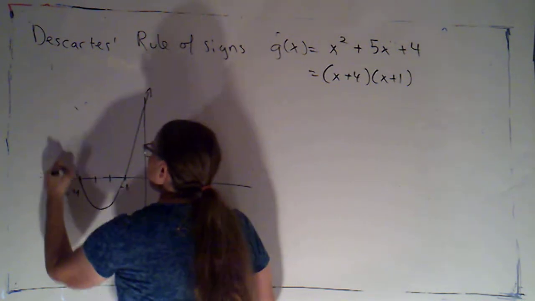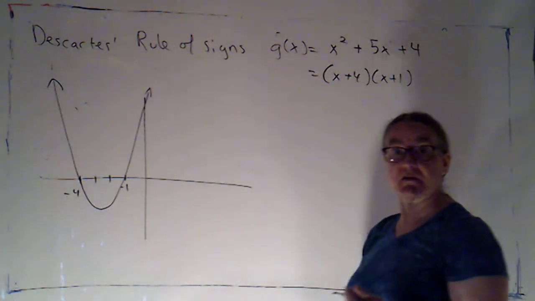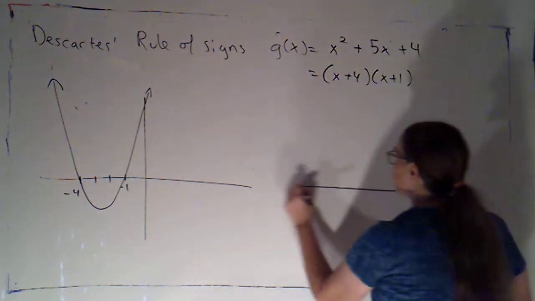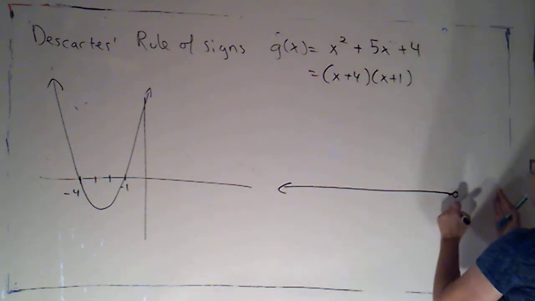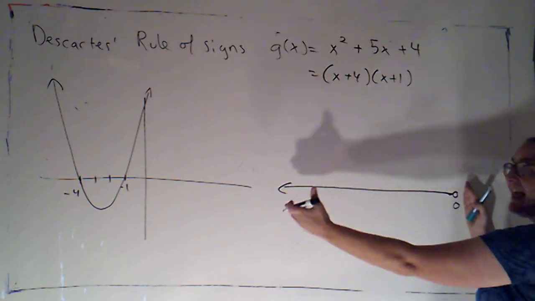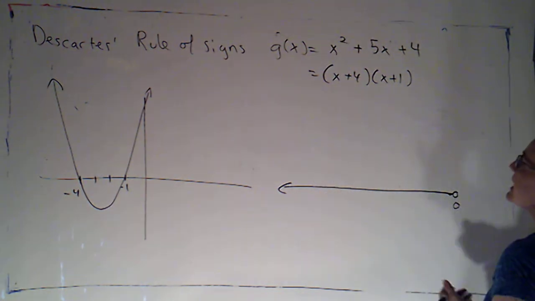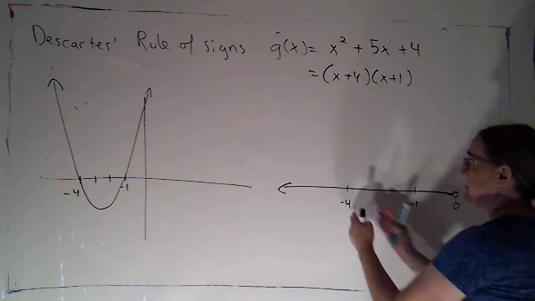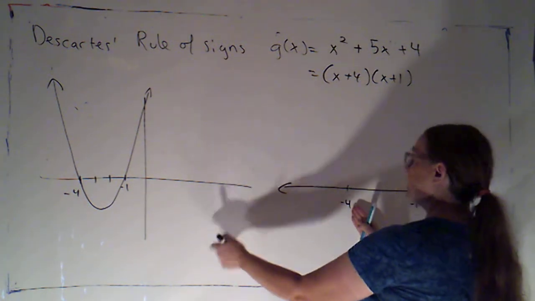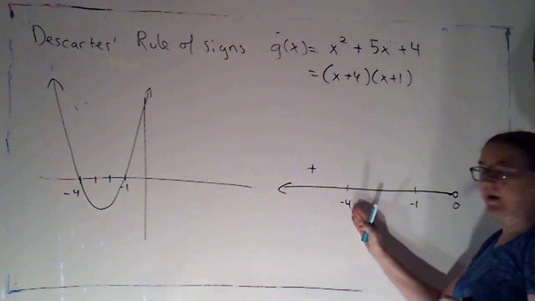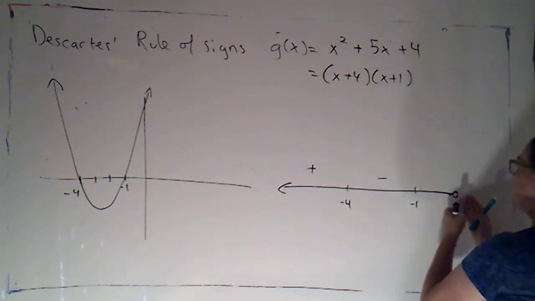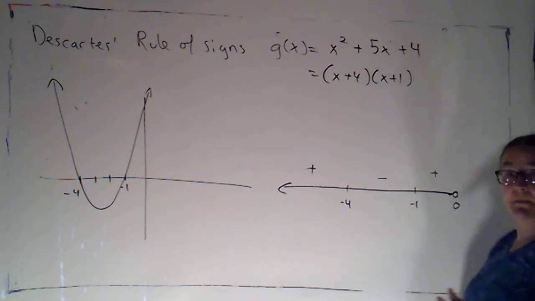So I'd have a parabola something like so. And now we're really looking at this part of our number line where this is 0, and we're looking at the negative numbers. And what's happening is to the left of negative 4, my polynomial is positive. Between negative 4 and negative 1, it's negative. And between negative 1 and 0, it's positive.